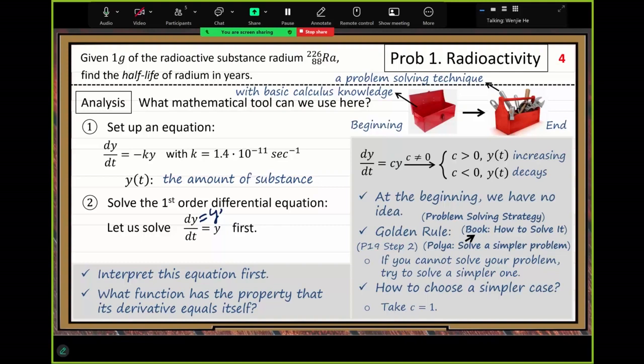That's our interpretation. Now you can do the search. Search your knowledge base in your mind. What function has this property? Its derivative equals itself. Yes. Exponential function. E function. E to the t, or e to the x, depending on what variable you use. Here, t: e to the t.